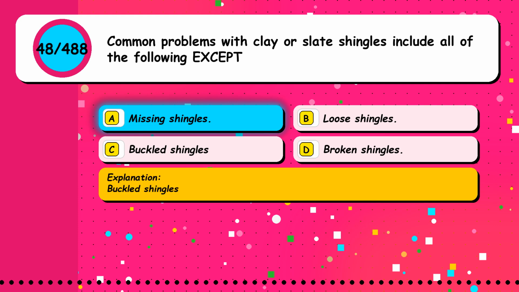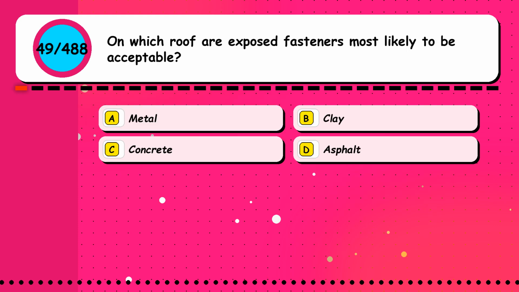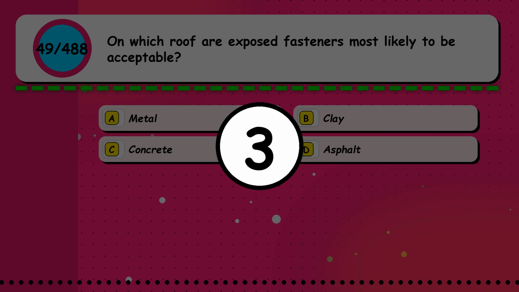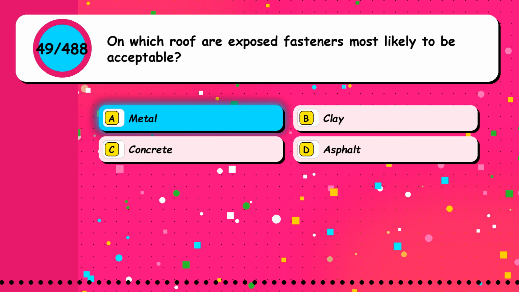Question 49. On which roof are exposed fasteners most likely to be acceptable? Option A, metal. Option B, clay. Option C, concrete. Option D, asphalt. The correct answer is option A, metal.